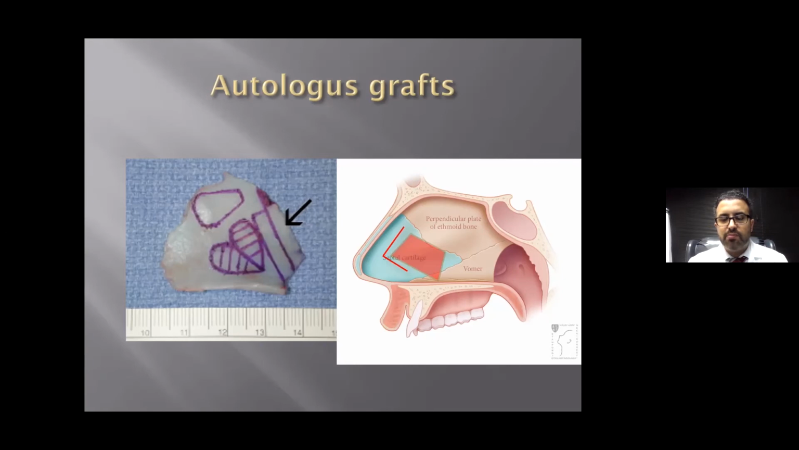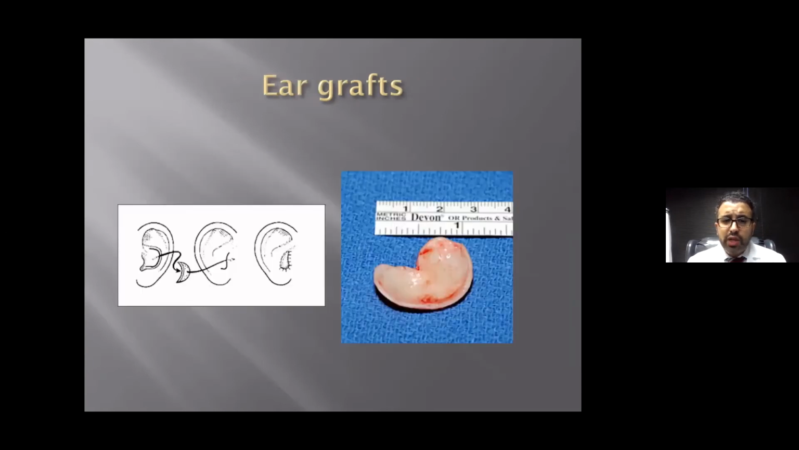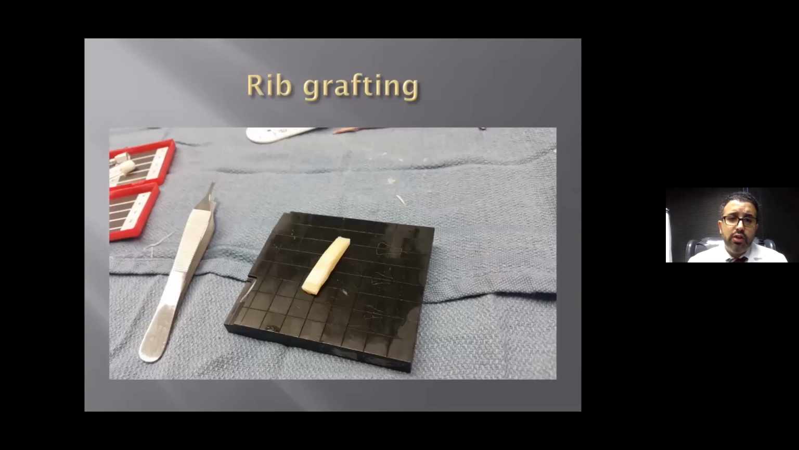And this is where it's taken from. Next slide. We can also harvest ear cartilage for patients that have had previous surgery and they don't have cartilage in their nose. Or we can use rib grafting. This is a piece of cartilage off a rib. A lot of times I use this from a cadaver, so I don't have to harvest it from the patient. It's readily available, very safe to use, and there's plenty of cartilage if needed.